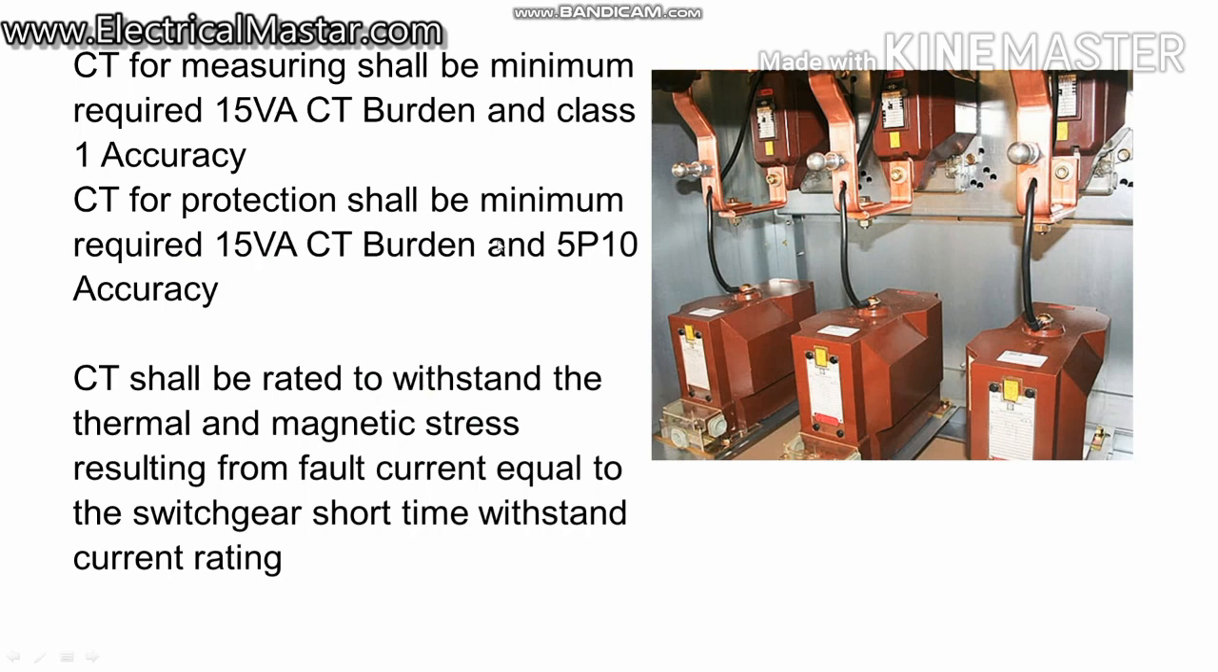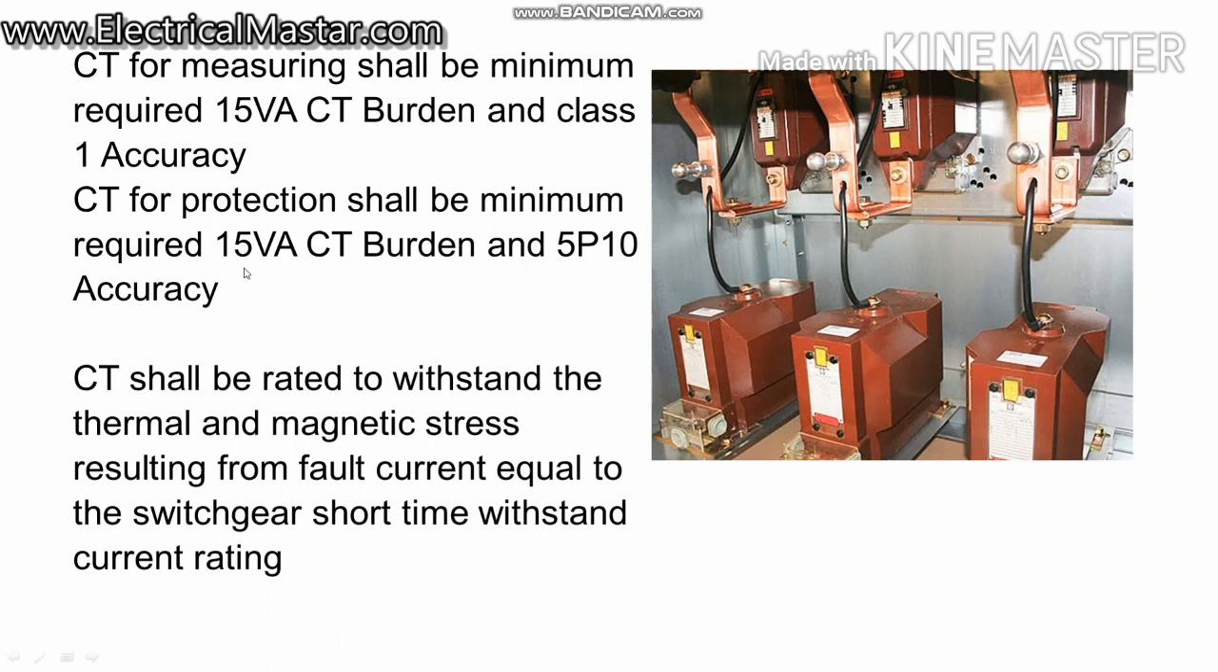So the accuracy I am selecting here is 5P10. We already discussed 5P10 in the previous video. 5P means 5% error will occur when 10 times the CT rated fault current comes. That is the CT accuracy class.